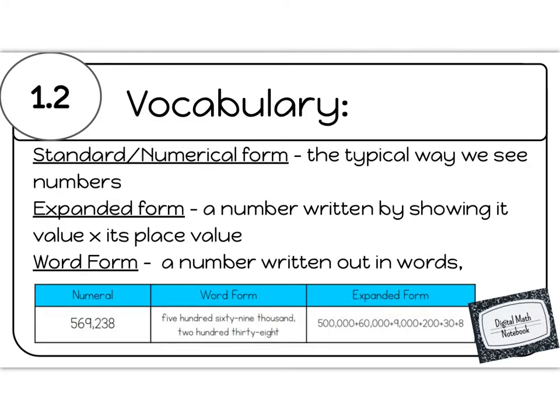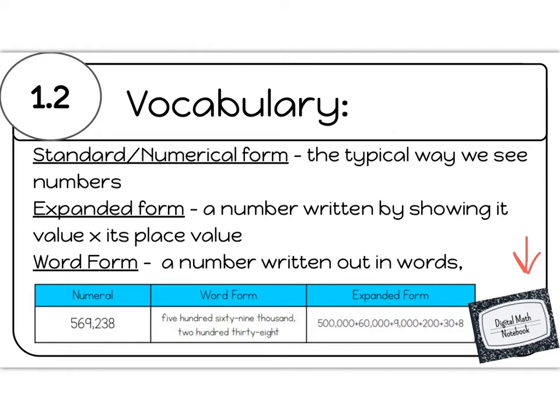The next part of a flipped lesson is vocabulary. In this vocabulary, there are 3 words that you will need to type into your digital math notebook. The first word is standard or numerical form, which is the way that we typically see a number. The next one is expanded form, which is a number written out by showing its value times its place value. And the last one is word form, which is a number written out in words. The 3 words and their definitions need to be copied into your digital math notebook.